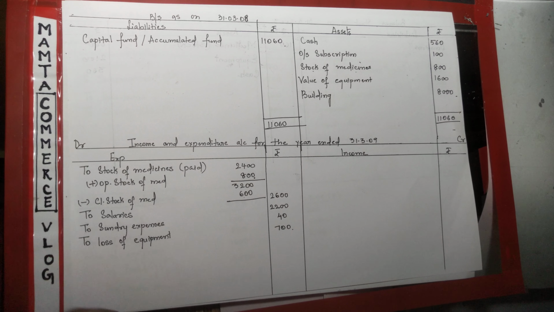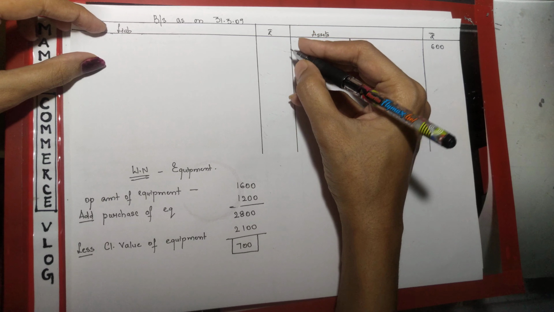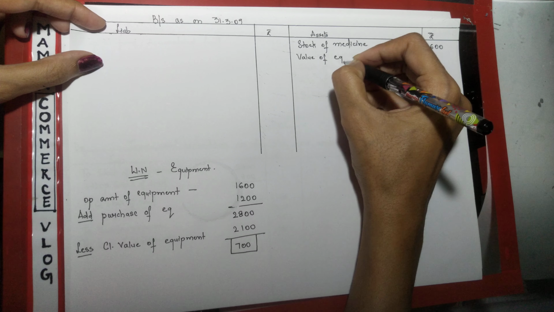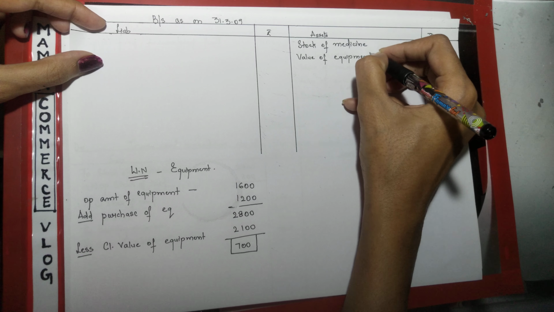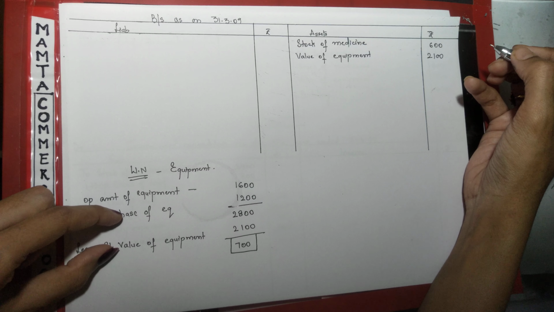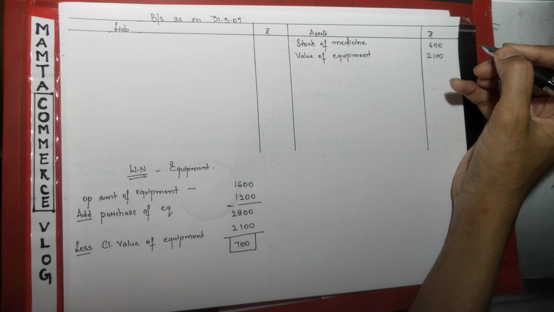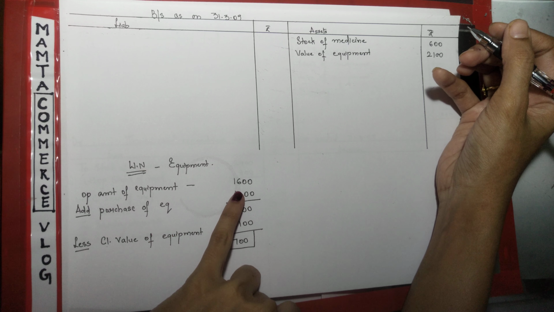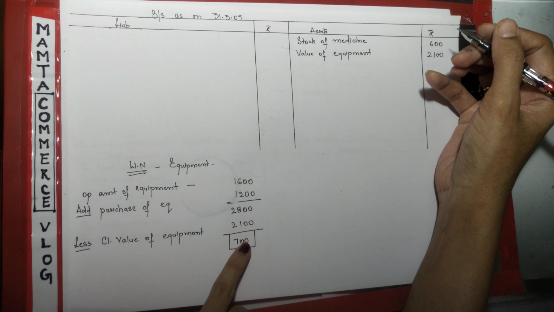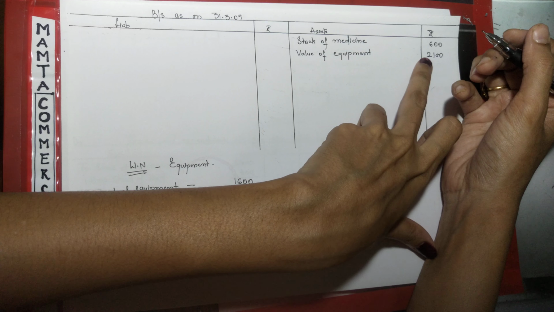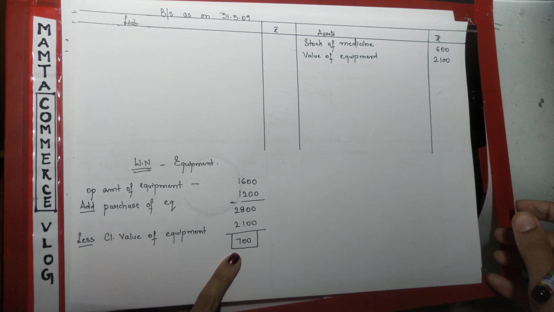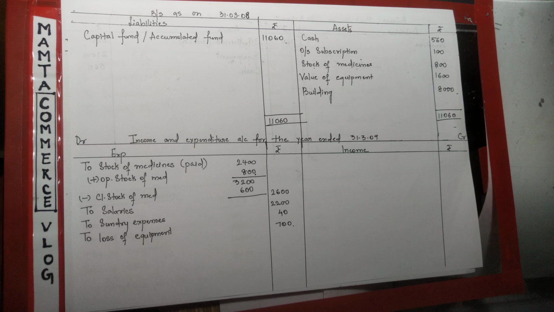and then I will write in the closing balance sheet here, that is value of equipment, or else we can write directly equipment here, that is 2100. So we have made an adjustment, dual effect of all the points related to equipment. This point I have written in the opening balance sheet, then 2100 I have written on the asset side of the closing balance sheet, and 700 on the debit side of income and expenditure account.